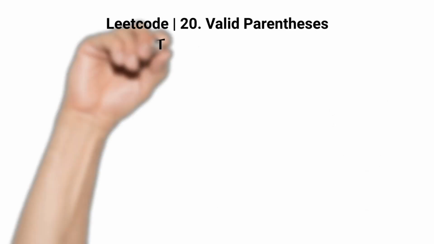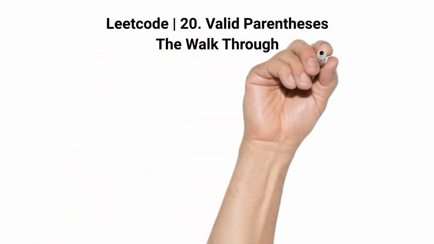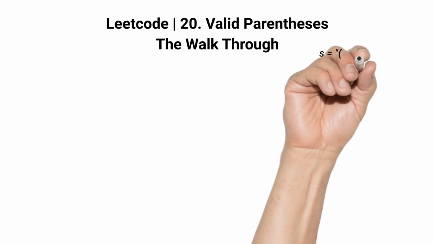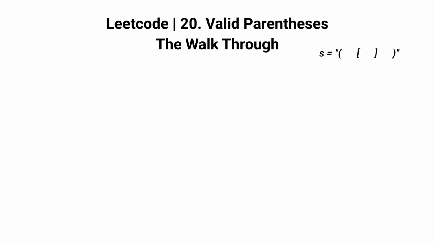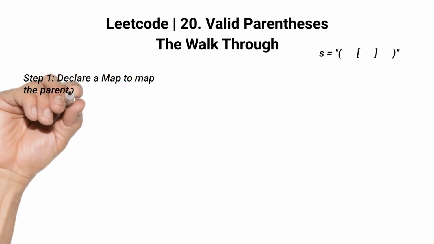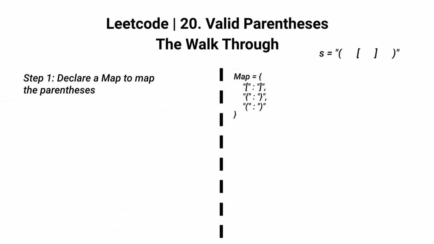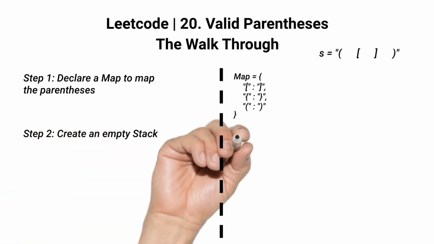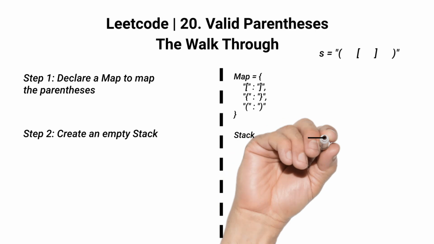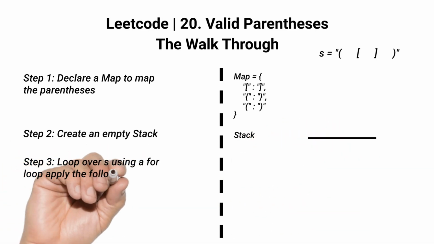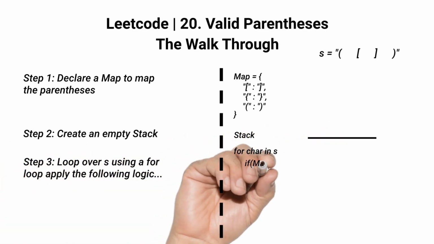Now let's walk through an example where we're given the following string with the following characters. Step 1. We want to declare a map to map the parenthesis. The keys in the map are going to be the opening brackets and the values are going to be the corresponding closing brackets. Step 2. Create an empty stack. Step 3. Loop over the string using a for loop, applying the following logic.